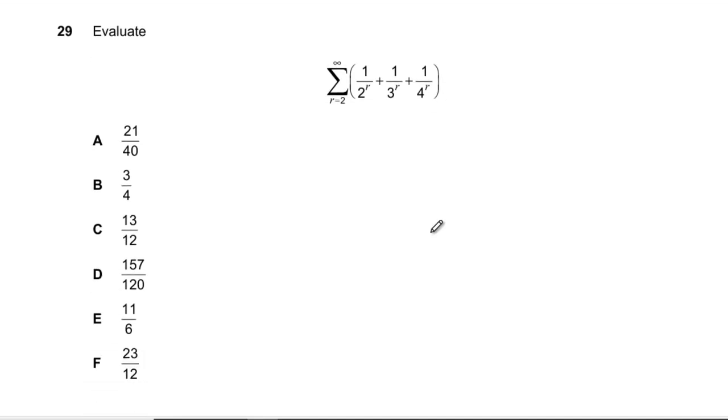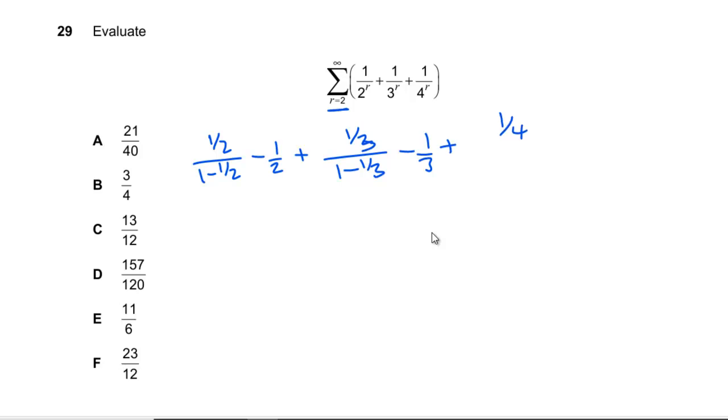Okay. So 29, evaluate these things. Right, so sum to infinities. So we're going to have a half over 1 minus a half, but then we haven't got the first term, minus a half. Then we're going to have a third over 1 minus a third, minus a third. And then we're going to have a quarter over 1 minus a quarter, minus a quarter.